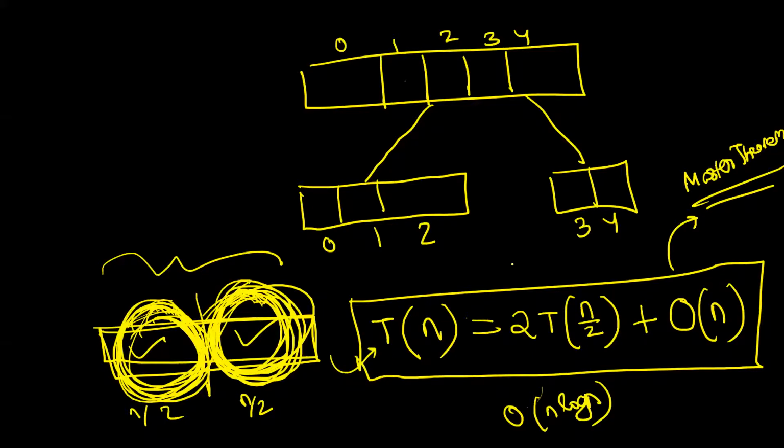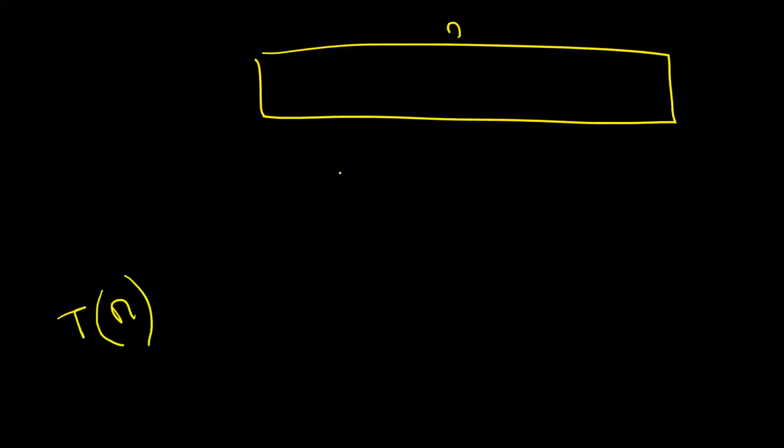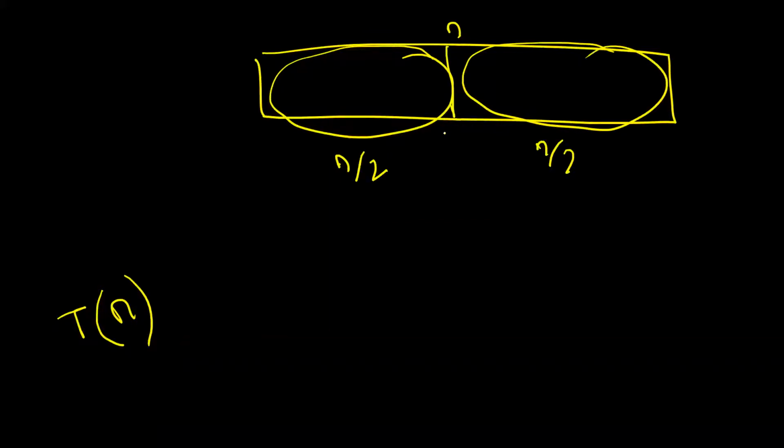Let me explain again. Look, I am telling you, boss, you have to sort this array of size n. And I am telling you, boss, the time taken to sort an array of size n is T of n. If you want to get the time taken to sort this array of size n, first of all, sort this array of size n by 2. Then sort this array of size n by 2. So how much time will this array take to get sorted? T of n by 2, right?